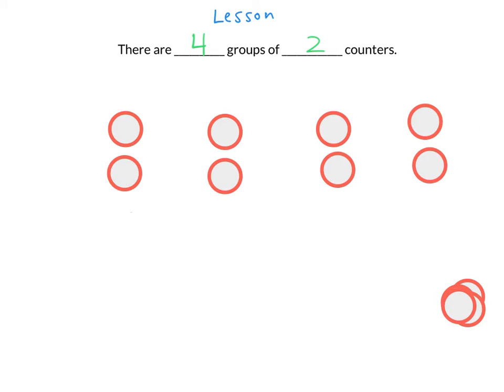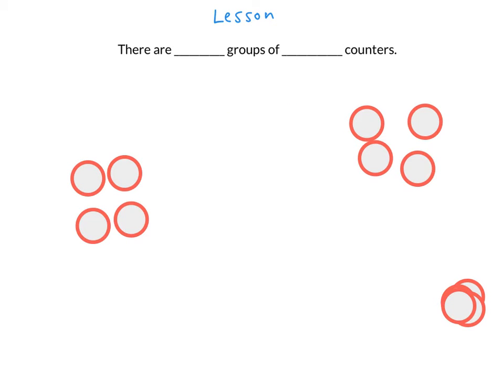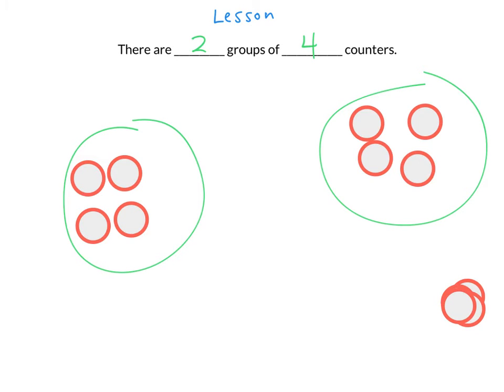Let's say instead I want there to be 2 groups instead of 4 groups, and I want each of the groups to have 4 counters. How could I go about doing that? So let's see, I need 2 groups. I can do 1, 2, 3, 4, 1, 2, 3, 4. So now I have 2 groups of 4 counters. I have equal groups because they have the same amount inside.